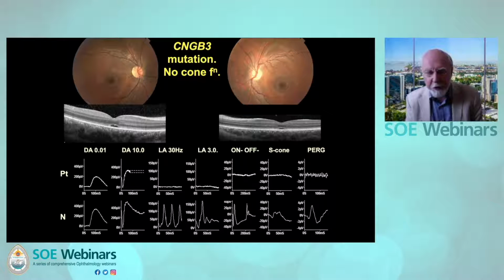The 2 main genes for achromatopsia are CNGA3 and CNGB3. This is a patient with a CNGB3 mutation and has classical achromatopsia. On electrophysiology, normal rod function, bright flash, and no detectable cone function, including S-cone ERG, so this is complete achromatopsia or rod monochromacy. And yet the abnormality is that of a single foveal cavitation.